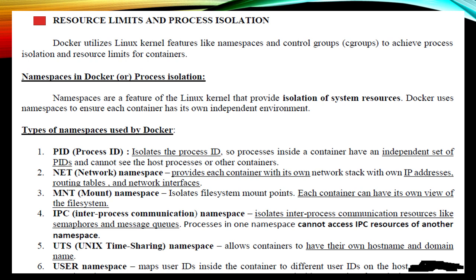IPC, inter-process communication namespace, isolates inter-process communication resources like semaphores and message queues. The processes in one namespace cannot access IPC resources of another namespace. UTS, U stands for Unix, TS stands for time sharing, namespace allows containers to have their own host name and domain name. User namespace maps user IDs inside the container to different user IDs on the host.